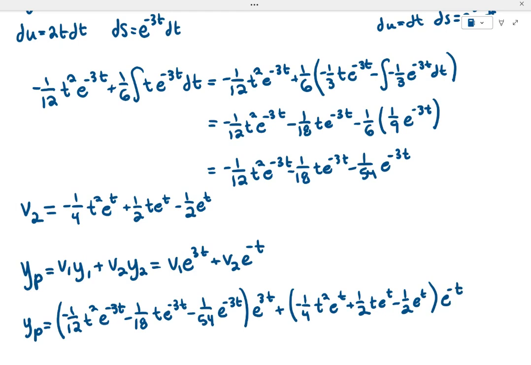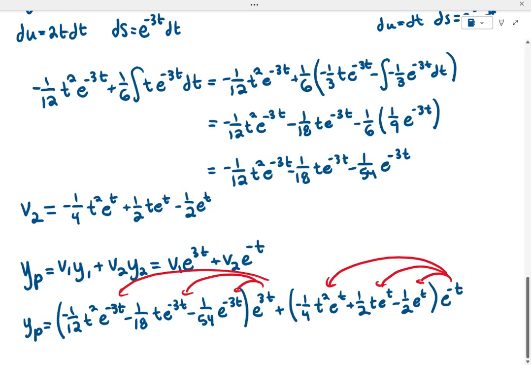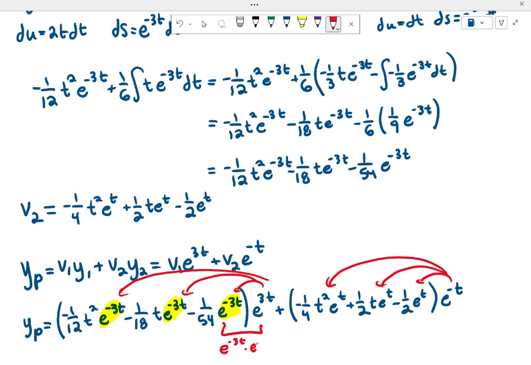Now I can clean this up quite a bit by distributing the exponential functions through and combining like terms. The exponentials are going to completely cancel out because every term in the first set of parentheses has an e to the negative 3t in it, and e to the negative 3t times e to the 3t equals 1. Similarly, every term in the second set of parentheses has e to the t, which will be multiplied by e to the negative t, resulting in 1.